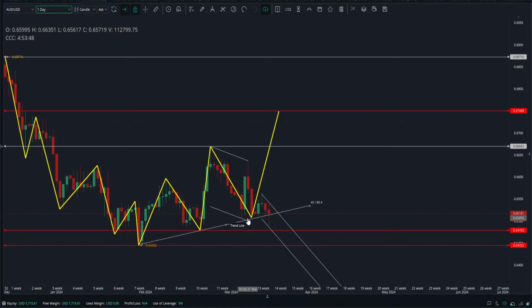That means all this liquidity that has been swept here, the buyers are trying to erase their positions from the shorts, and they're trying to buy this market with a target of 0.6668. So support for us is 0.6478 and the resistance is now 0.6668.